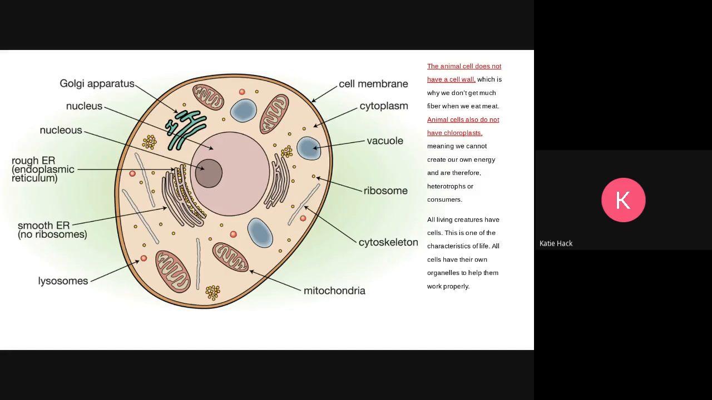Mitochondria. Now, all living creatures have cells. This is one of the characteristics of life. All cells have their own organelles to help them work properly.